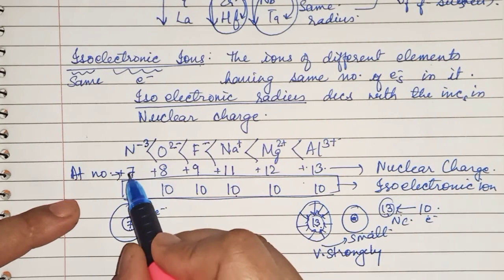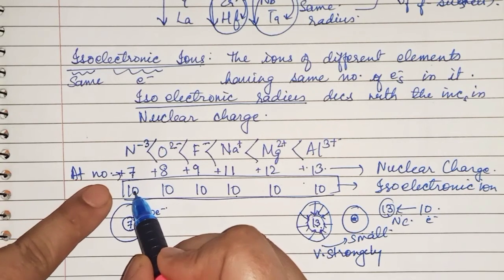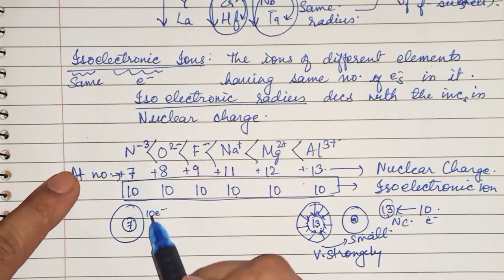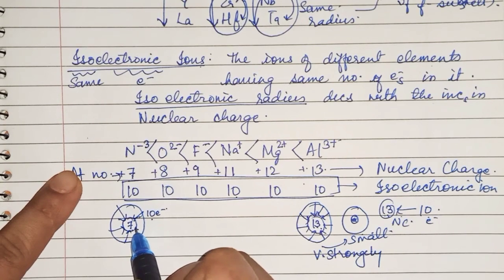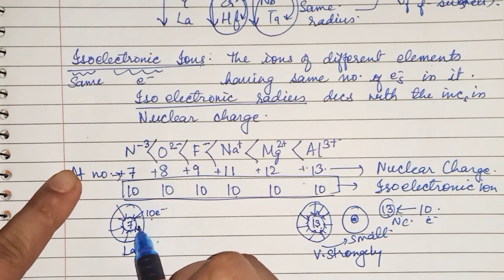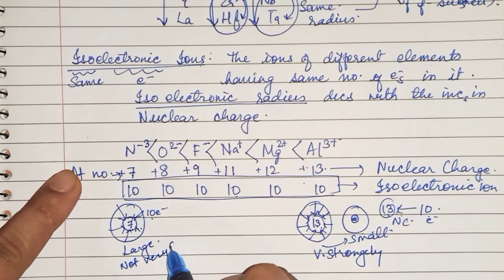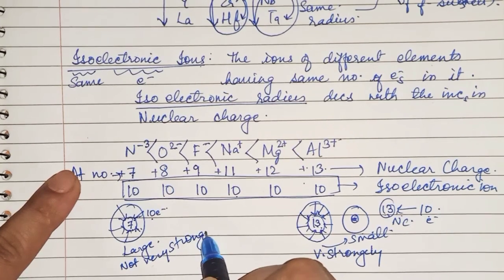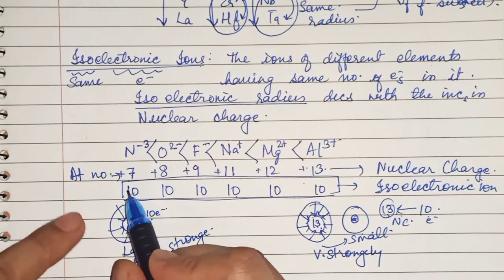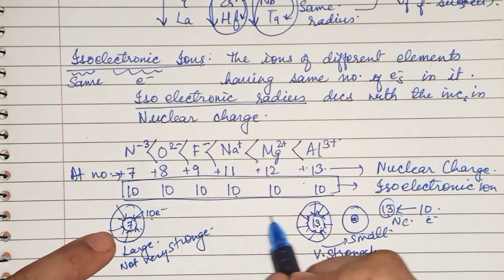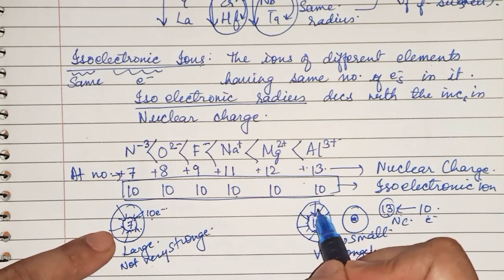And here the number of electrons is more, nuclear charge is less. So the attraction will not be that strong. That's why the size will be large or big, and the attraction will not be very strong. So here the size will be larger as compared to Al3+.